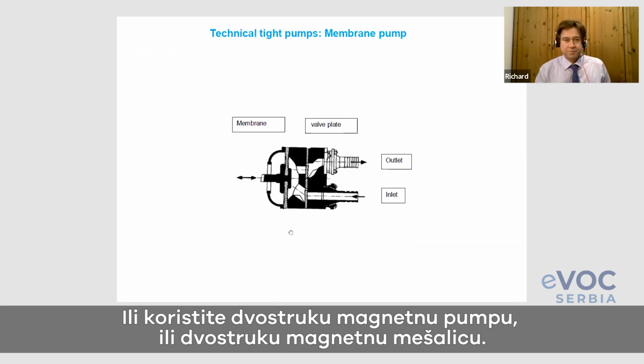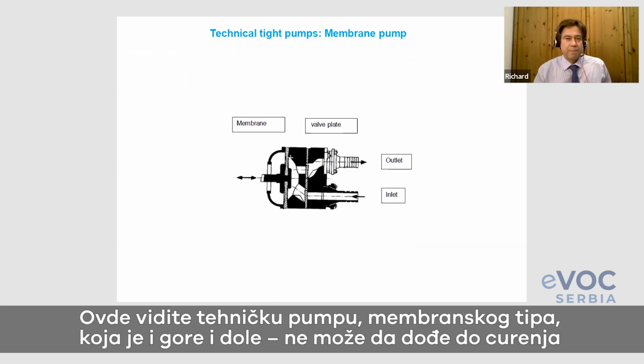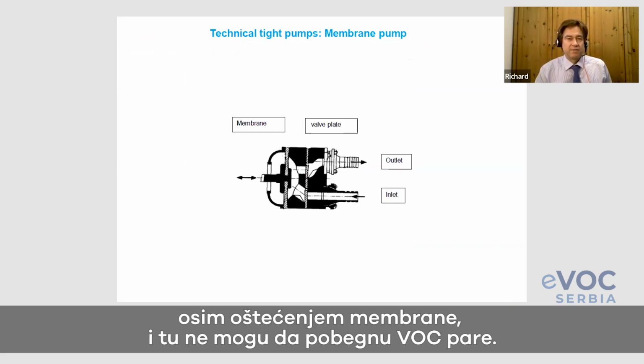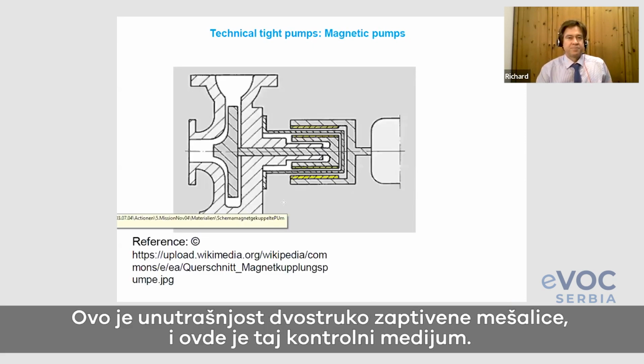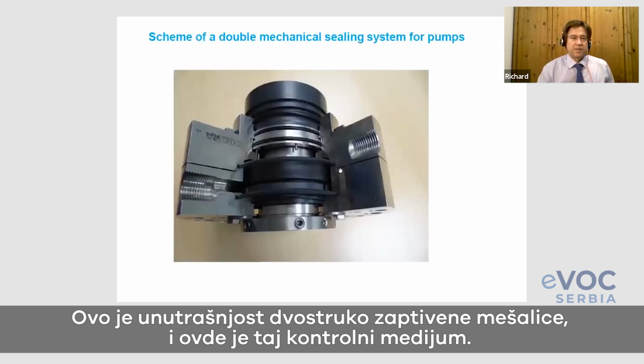That's possible too. Here you see a technically tight pump like a membrane pump. You see this membrane just goes up and down. There cannot be any leakages, only if the membrane is defective. But normally no VOC vapors will get out here. Here it's the inside of a double sealed stirrer, for example. You see that is where you have this control medium.